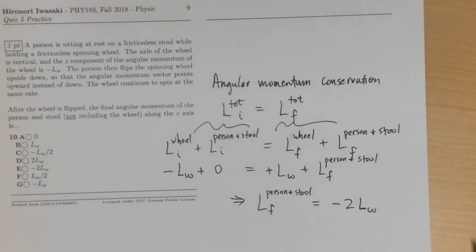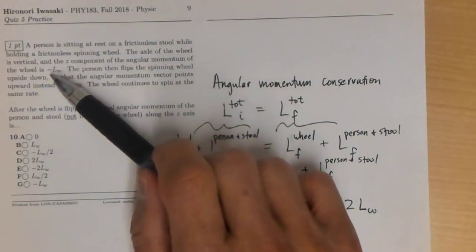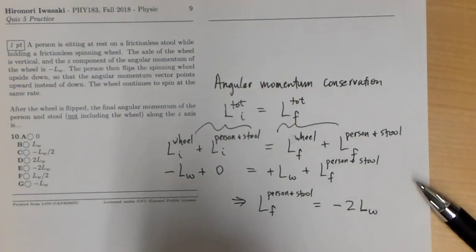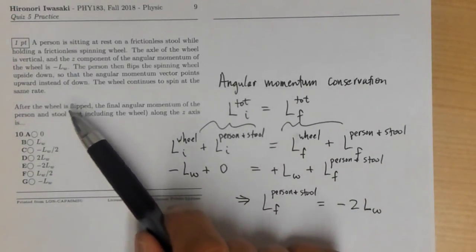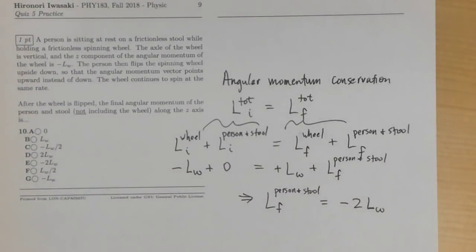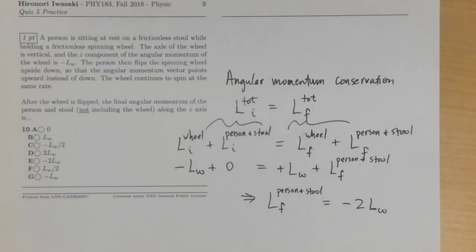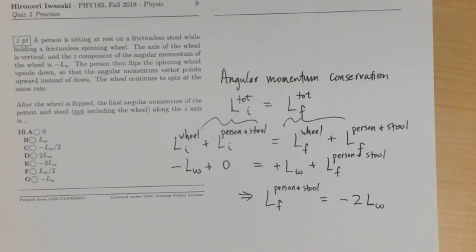If you didn't understand that, read the problem again. You have the wheel, it's spinning, so the angular momentum is pointing down. Then you make it point up without changing the angular speed. So the question is, how fast are you and the stool spinning in terms of the final angular momentum of the person and the stool?